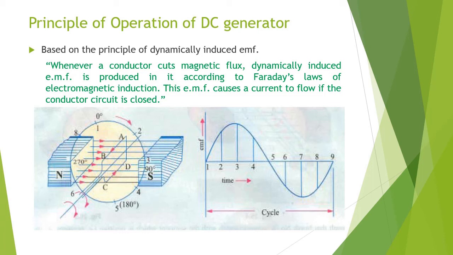In this video, we are going to see about the principle of operation of DC generator. Here the principle is based on the principle of dynamically induced EMF. When a conductor cuts the magnetic flux, a dynamically induced EMF is produced based upon Faraday's law of electromagnetic induction. This EMF causes a current to flow if the circuit is closed.